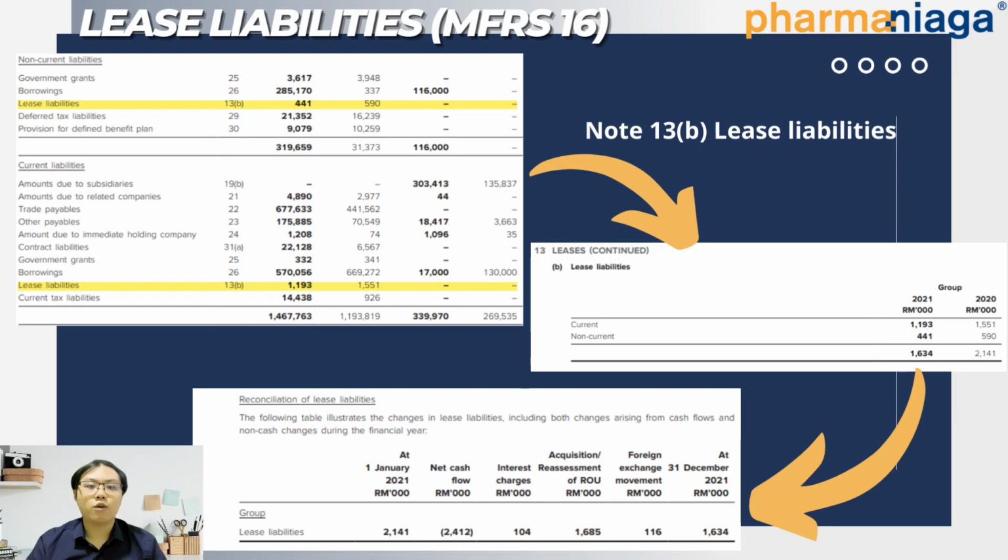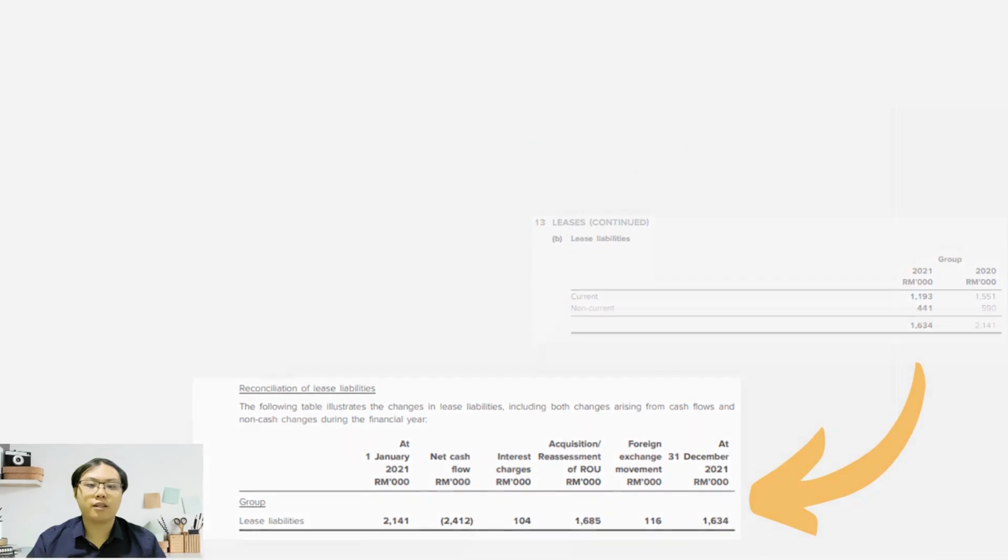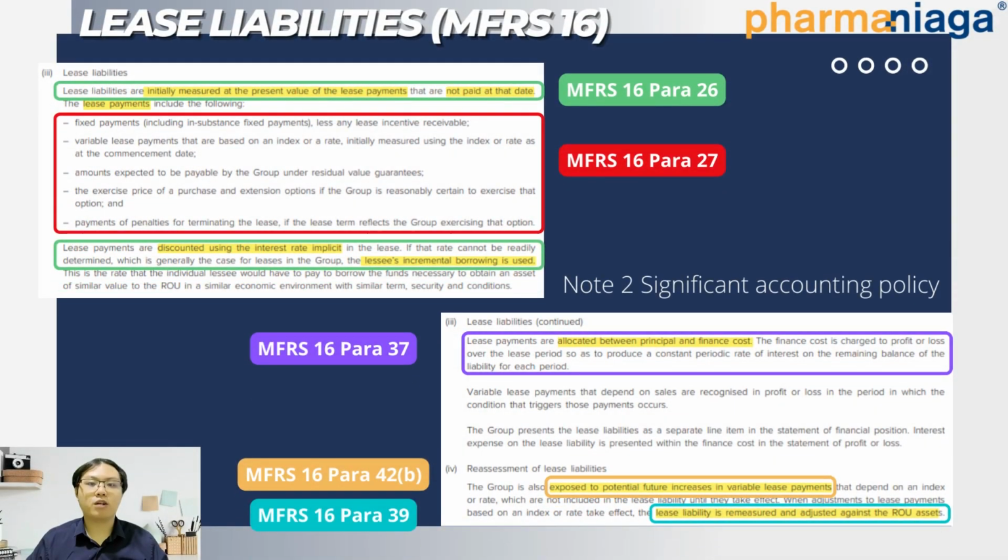We can see that with the reduction in net cash flow and the addition of interest charges, acquisition or reassessment of right of use, and foreign exchange movement, the lease liabilities are reduced from 2,141,000 ringgit at the opening balance to the closing balance of 1,634,000 ringgit. For the significant policy, Pharma Niaga disclosed the lease liabilities under MFRS 16. Pharma Niaga has initially measured the lease liabilities at present value.